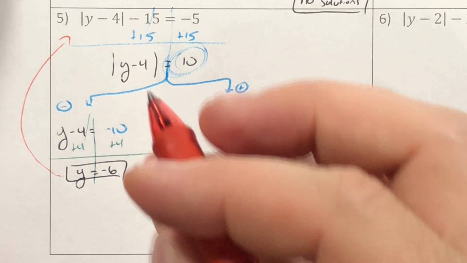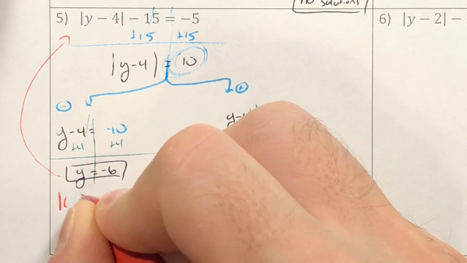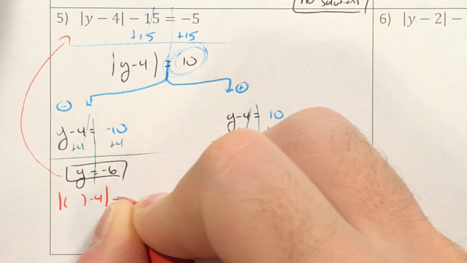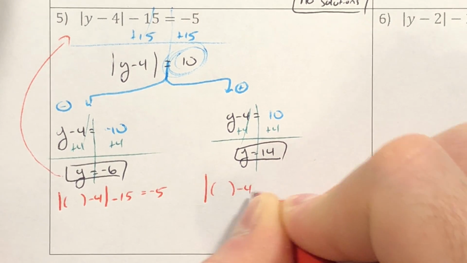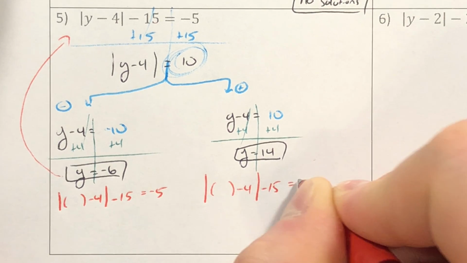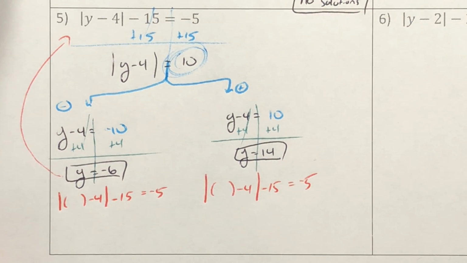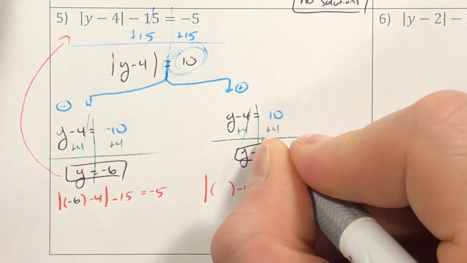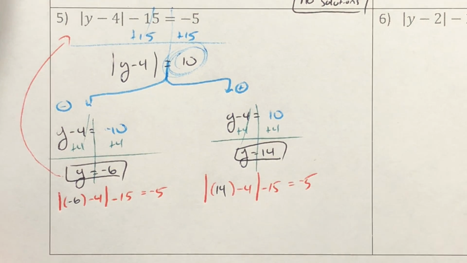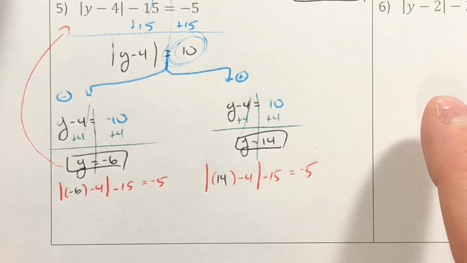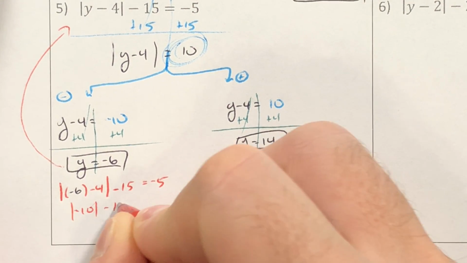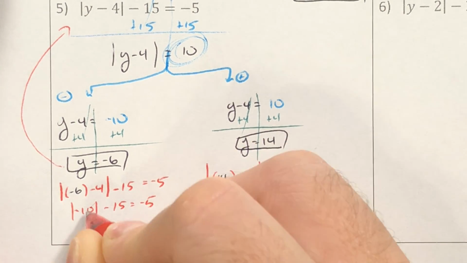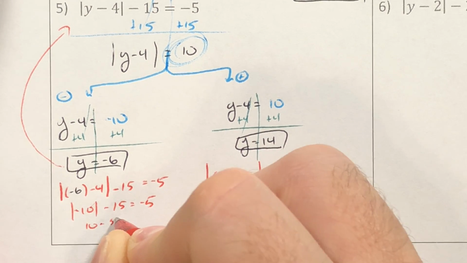question. And I say, okay, absolute value of something minus 4, minus 15, is equal to negative 5. I'm going to plug in the negative 6 and I'm going to plug in the 14 and see what we get. Let's get this up just a little higher. So negative 6 minus 4 is going to give us negative 10. Absolute value of negative 10 is positive 10.